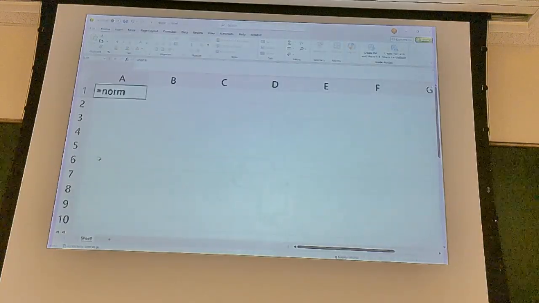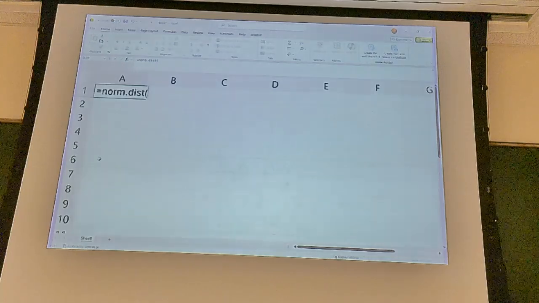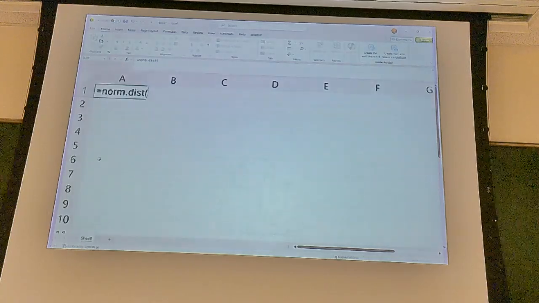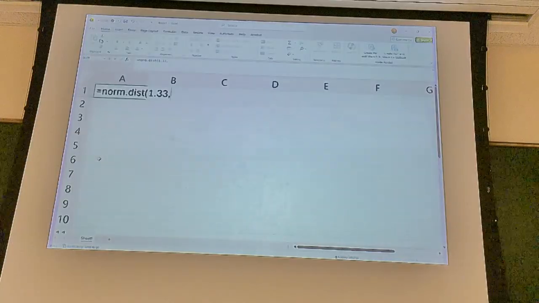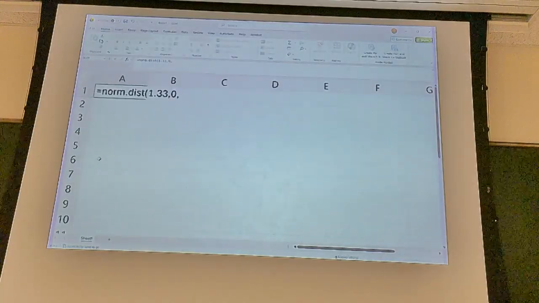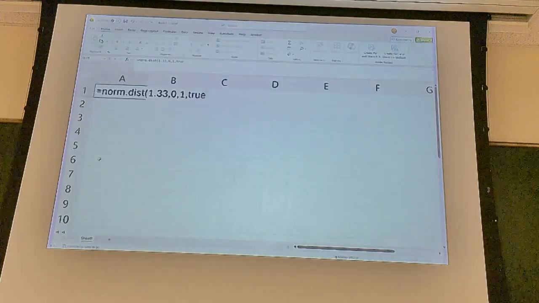Equal norm dot distribution. X value 1.33. Mean is 0, standard deviation is 1, true. This will give the area to the left of 1.33.